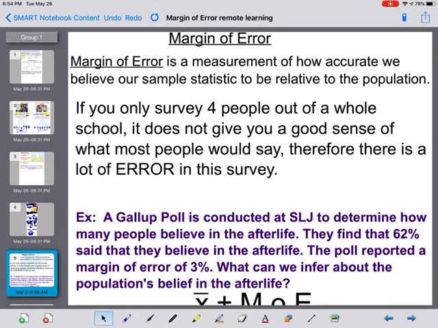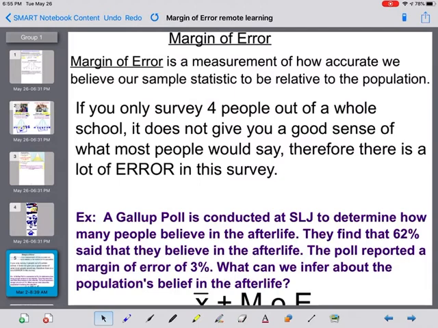For example, if you only survey 4 people out of all of SLJ, it would not give you a good sense of what most people would say. Therefore, there would be a lot of error in the survey. The margin of error would be really high because it wouldn't be able to really tell you what most people think. But if you at SLJ surveyed like 300 people or 350 people, it would give you a really good idea of what people would say. So let's look at an example.